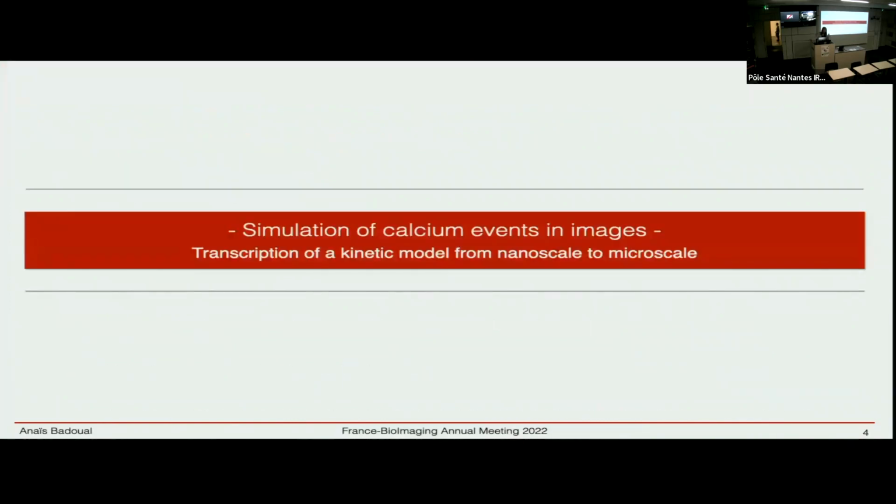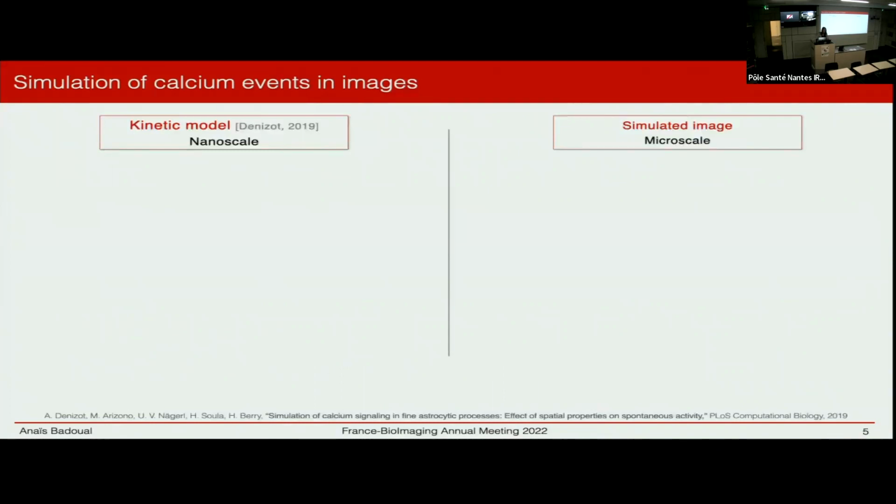So in the first part of this presentation, I will show you how we simulate a single calcium event. To do this, we took a kinetic model that describes calcium events at the nanoscale that we mathematically reformulated to the macroscale, which is actually the scale that we see in images. For the kinetic model, we used a simplified version of the one that was developed by Audrey Denisot.